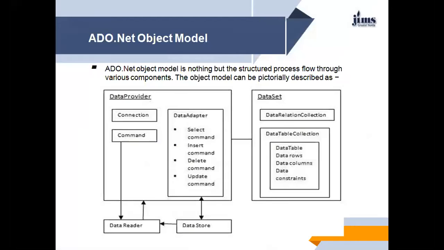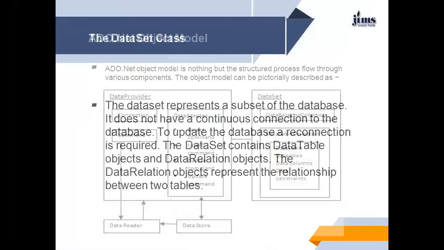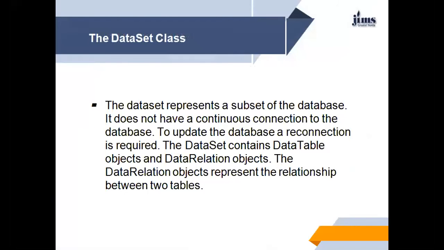There is one thing that is called the dataset. With this data adapter, you can also connect with the data table collection, and the data table collection consists of data table, data rows, data columns, data, and data constraints. So this is all about the ADO.NET object model. And in this we have talked about the dataset.